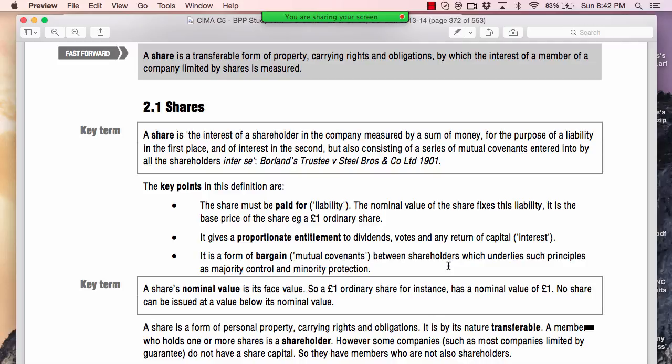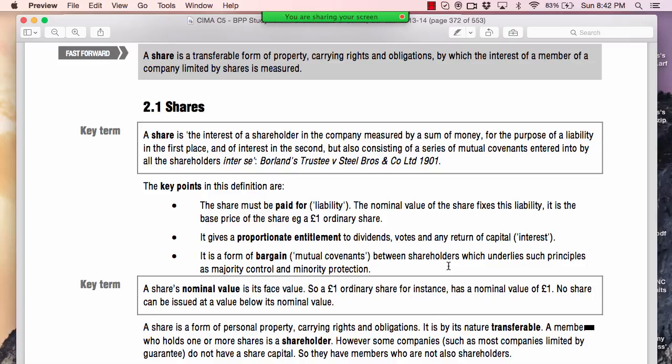Shares must be paid for. The nominal value of a share fixes this liability, and it is the base price of a share. It gives a proportionate entitlement to dividends. It is a form of bargain or mutual covenant between shareholders which underlines such principles as majority control and minority protection. Now, what does this all mean?